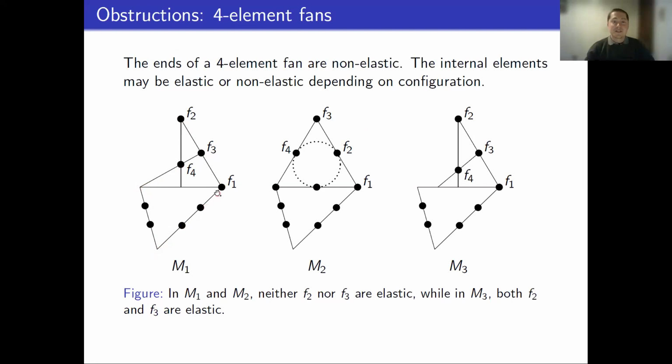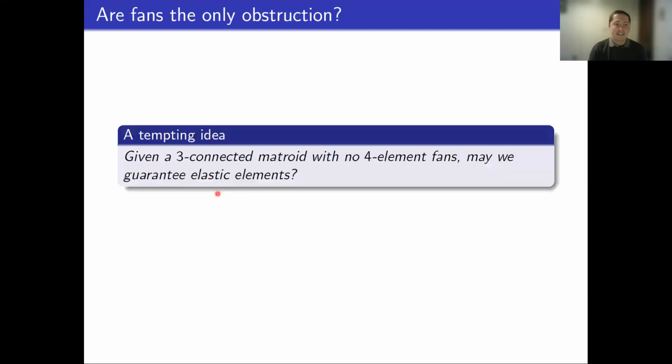Yeah. So there is a horrible big characterization of when fans are elastic. It's not that horrible, not that big. But I thought I'd spare you it this morning, and we'll just say to ourselves, yeah, okay, fans, they can definitely have non-elastic elements.